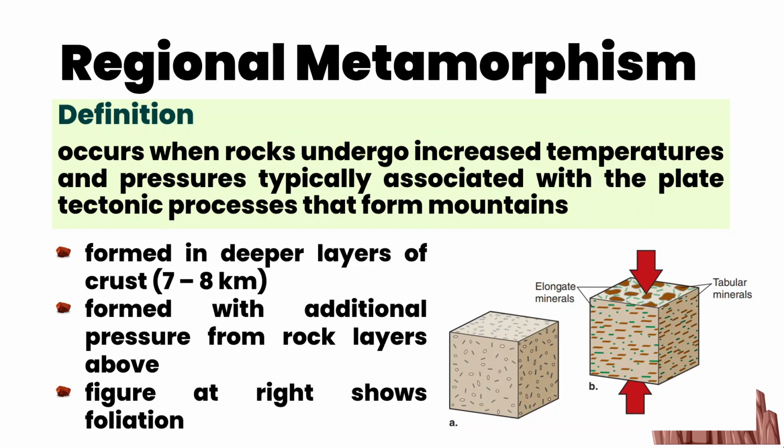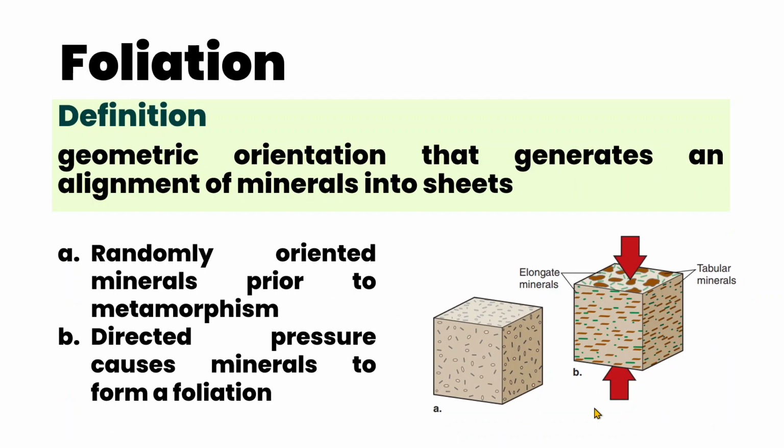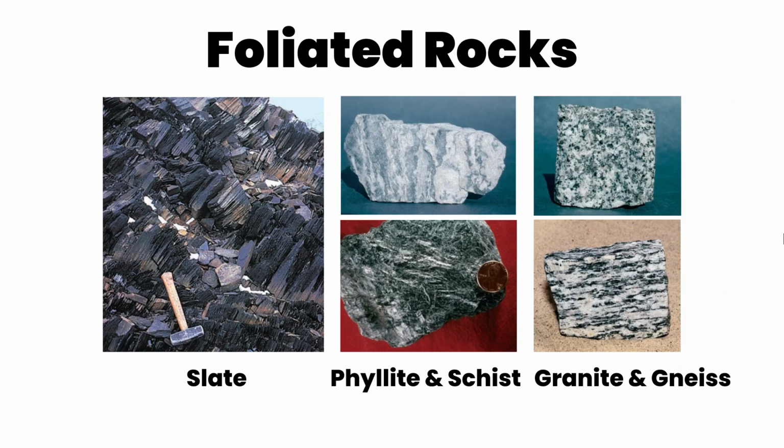The figure at right shows foliation. Foliation is a kind of geometric orientation that generates an alignment of minerals into sheets. So when you hear the word foliation, the metamorphic rocks are arranged into sheets because of the pressure above and below. Or this may result in randomly oriented minerals or parallel sheets of minerals. Examples of foliated rocks are slate, phyllite and schist above, and granite and gneiss.